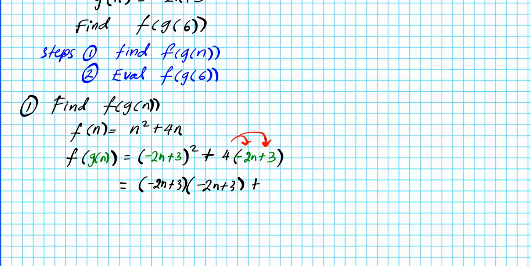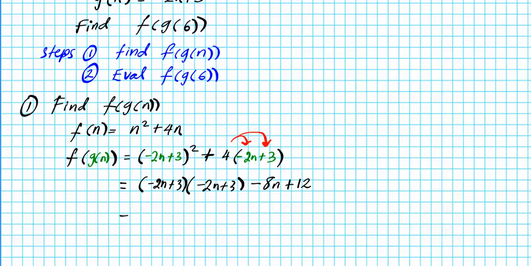When we carry out a distribution, let's see what happens. This positive 4 times negative 2 actually changes the sign because plus times minus is negative. So we have negative 8n plus 4 times plus 3 is plus 12.